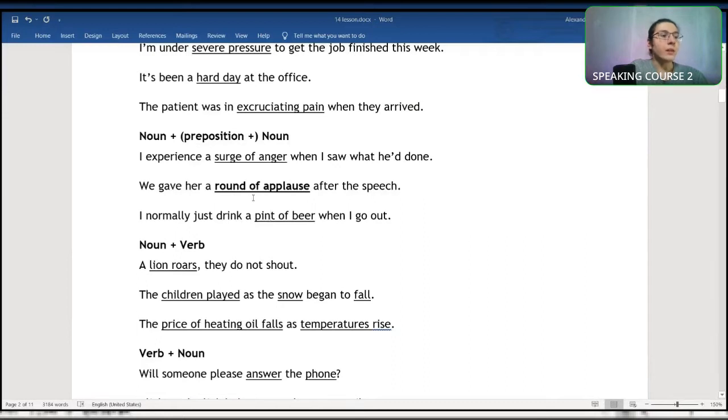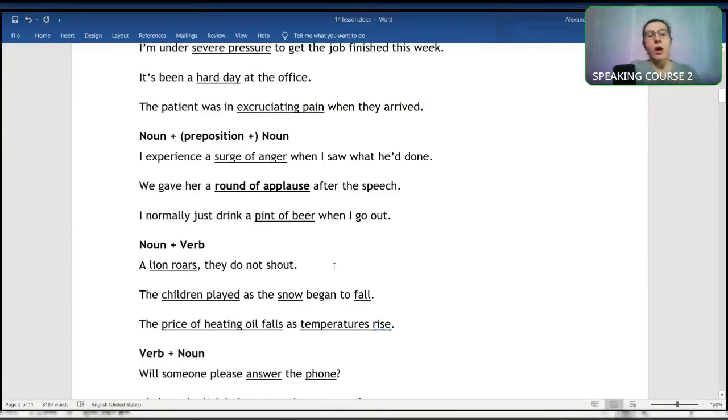Let's continue. Noun plus verb. Lions roar. Sorry, brain turned off for a second there. Noun plus verb is just any kind of noun together with a verb, and it usually is what the noun does. So in this case, children played, snow fall. You can say snow fell. You can do different forms for this.